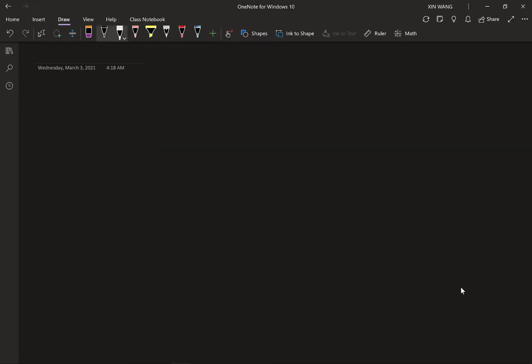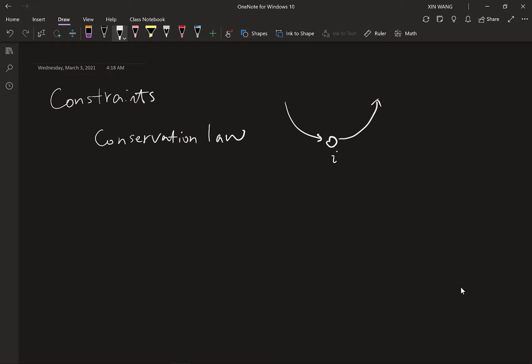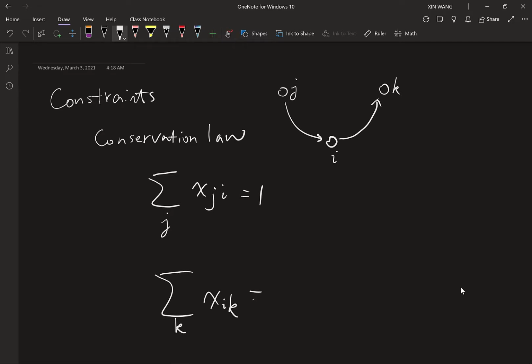There are a set of constraints we need to consider. First, you need to guarantee that if you go into a city, then you also go out. Typically we call this the conservation law. If you go to a specific city i, let's say from some other city j, then the sum over all possible j of x_ji is equal to 1. That means there must be exactly one tour arc from a certain city j to city i. On the other hand, there is exactly one city you go out to, across all possible choices.